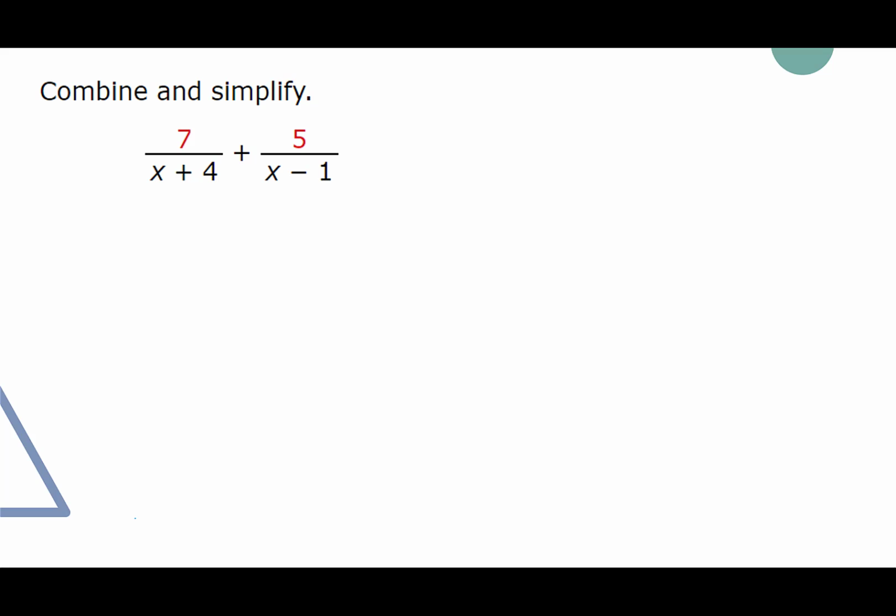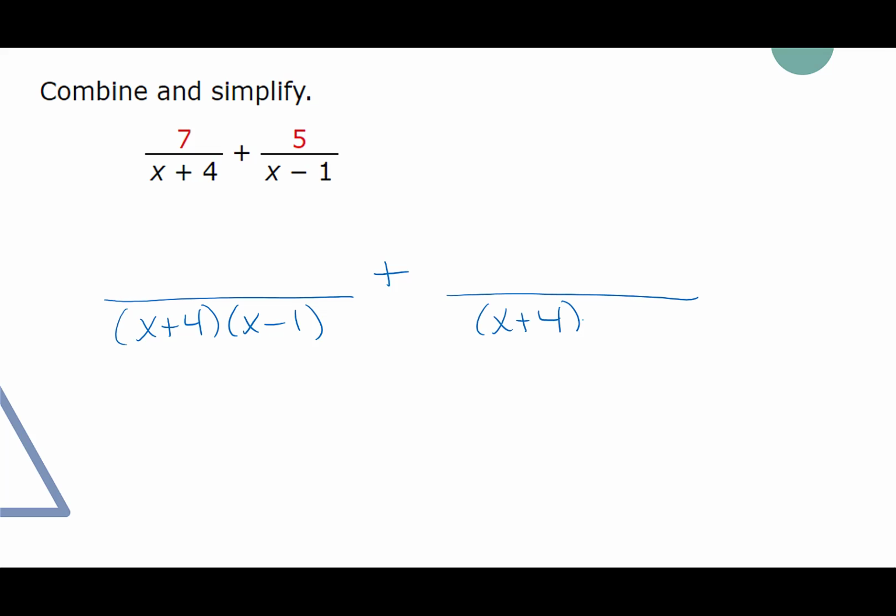When you have two binomials in the denominator, the easiest thing to do is just let your common denominator be both of those binomials. So if I rewrite this fraction, the common denominator will be x plus 4 times x minus 1. Now go back up to the original problem. The first fraction was 7 over x plus 4. Because I multiplied the denominator by x minus 1, we need to multiply the numerator by x minus 1. So this will be 7 times x minus 1.